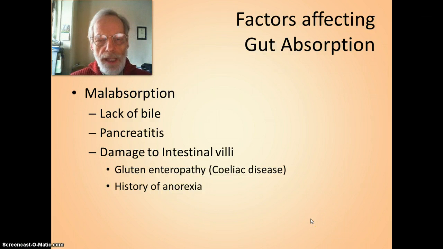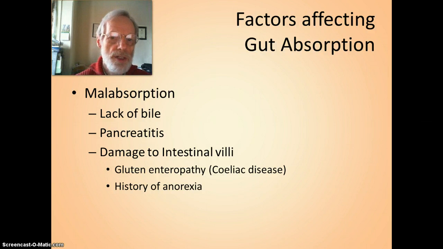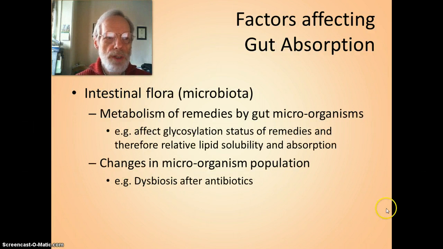Malabsorption can interfere with remedy absorption, perhaps due to lack of bile or pancreatitis, mucking up the juices being secreted into the intestinal tract, or physical damage to the intestinal villi. And this could be due to celiac disease, gluten enteropathy, where there's a destruction of the microvilli, quite drastic sometimes. Even a history of anorexia can have done some permanent damage to the structure of the gut, therefore upsetting absorption.